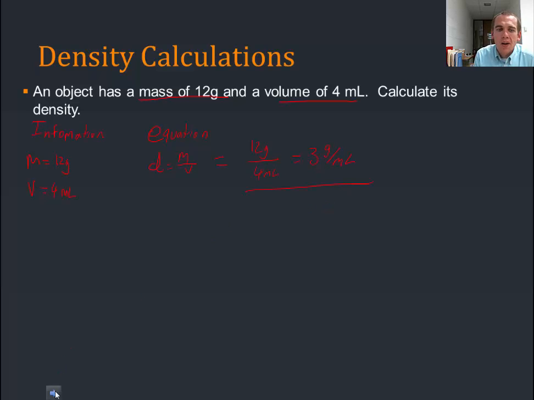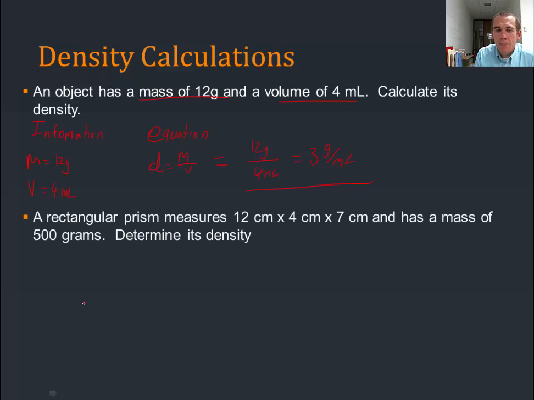So pretty straightforward. Let's look at one that's a little bit more complicated, not much. A rectangular prism measures 12 centimeters by 4 centimeters by 7 centimeters and has a mass of 500 grams. Determine its density. Well, I'm told mass, 500 grams, and I'm told that it's got a length of 12 centimeters. It has a height of 4 centimeters and a width of 7 centimeters. Now, a rectangular prism, all that means is we have a shape that sort of looks like this. So don't let that confuse you. It's just saying we've got 12, 4, 7. And we just multiply those together.